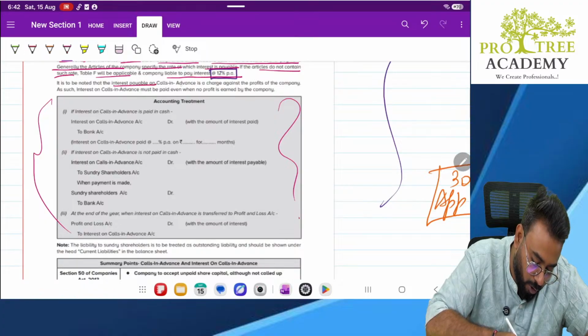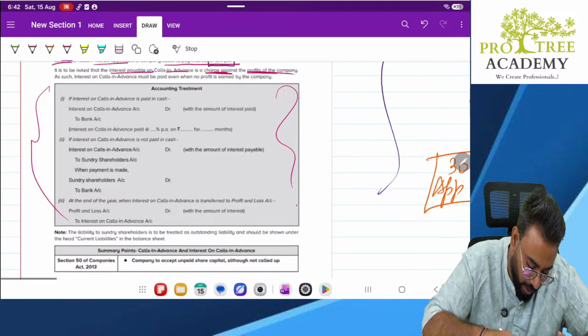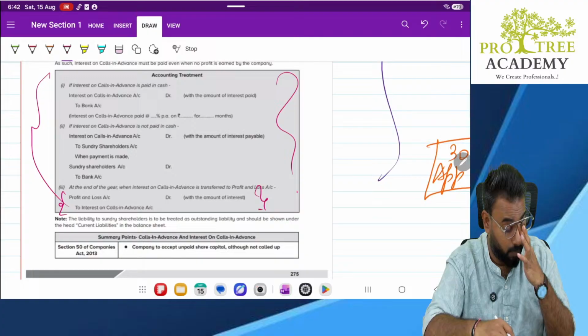So interest payable on calls in advance is a charge against the profits of the company. That means it should be shown in the P&L account. See here, we have transferred the interest paid to the P&L account. Clear? Okay.